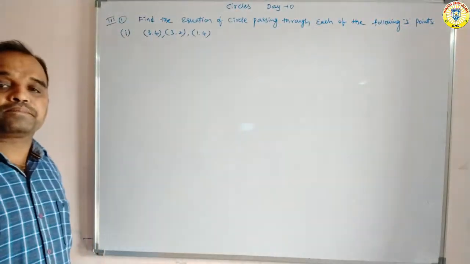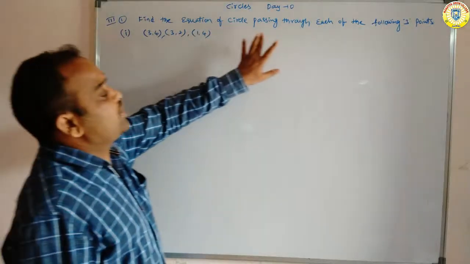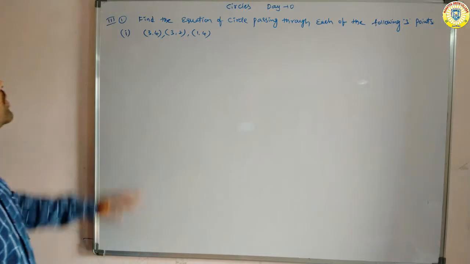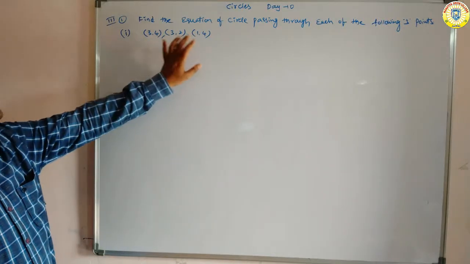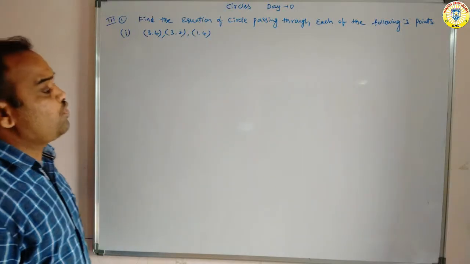Next, see the next question. Third bit, first one. Find the equation of the circle passing through each of the following three points. There are four problems. First problem: 3, 4; 3, 2; 1, 4.